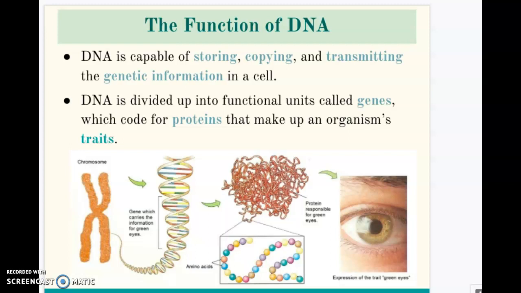And DNA is divided into functional units called genes. So right here would be a gene. So if all of this DNA is wound up inside of a chromosome, just one little piece is a gene. And this codes for a protein. In this example, this is a protein for making green eye color. And that protein can be expressed as an organism's traits. So you end up with green eyes.